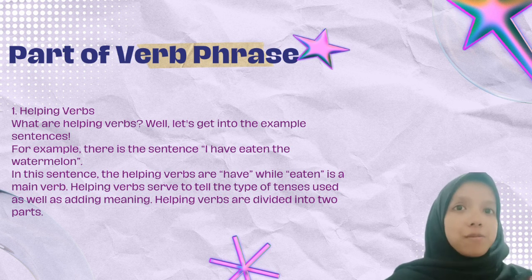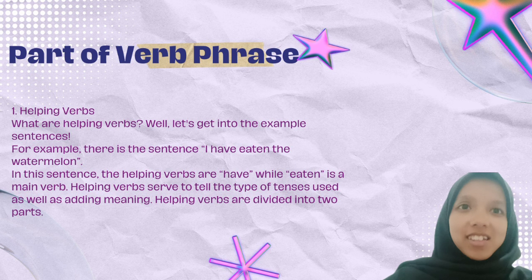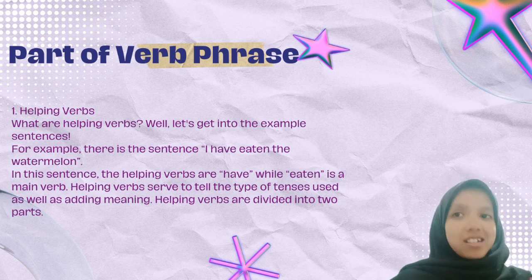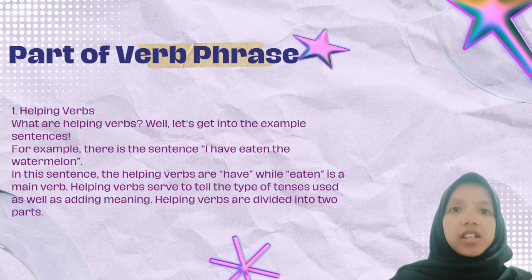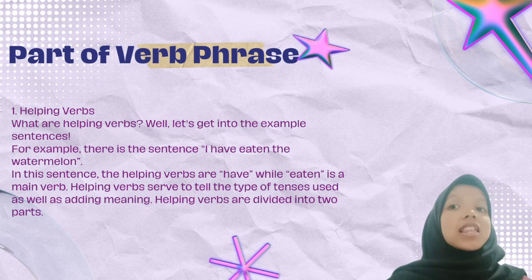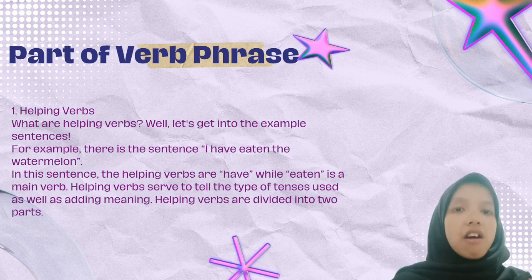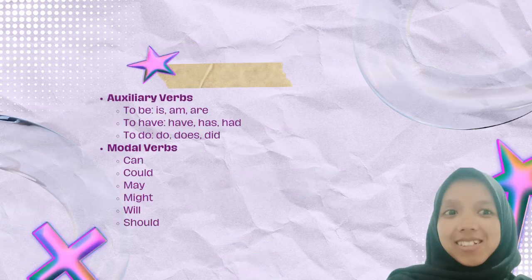What are helping verbs? Okay, well, let's go into the example of sentences. For example, there is the sentence, I have eaten the watermelon. In this sentence, the helping verb is have, while eaten is a main verb. Helping verbs serve to tell the type of tenses used as well as adding meaning. Helping verbs are divided into two parts. Okay, can you guess, guys?